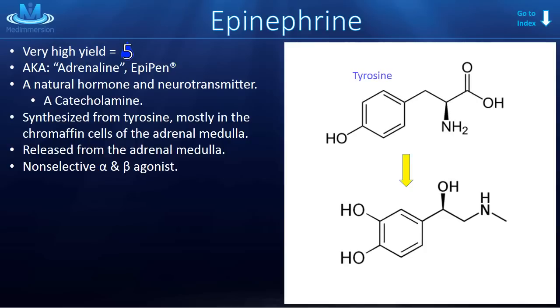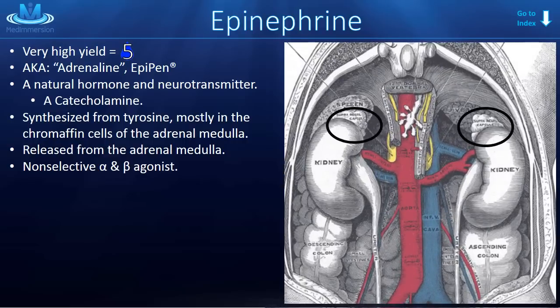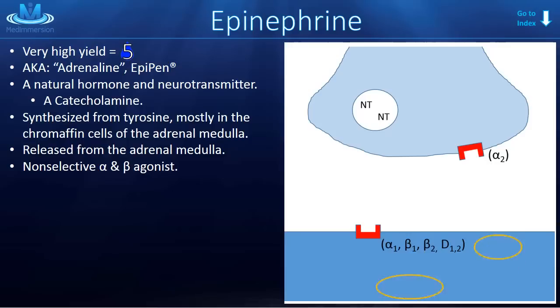We are not covering the synthesis of these hormones in this lecture, but we have another lecture dedicated to it. So see that lecture if you need more information. Most of the synthesis of adrenaline in our bodies happens in the medulla of the adrenal glands. And lastly, epinephrine is a non-selective alpha and beta agonist. It just isn't very picky.